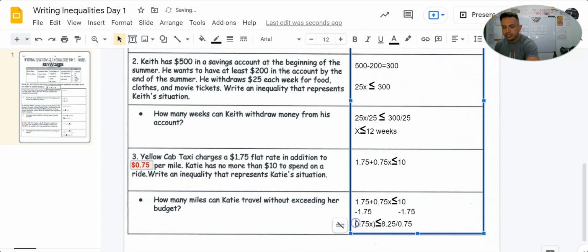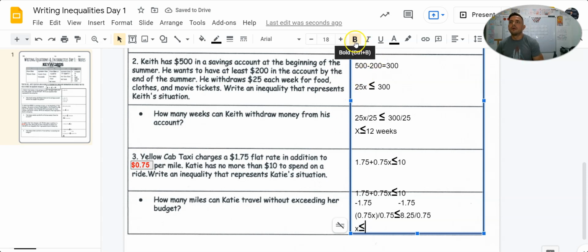I'm going to do a quick little edit just to make it a little more mathematically accurate and easier to understand what I'm doing, hopefully. And then finally I end up with, and I'm kind of running out of space here, so let me go ahead and just bring everything up a line. There we go. So on the left side, 0.75 divided by 0.75 leaves me with 1x. I have my big old symbol right here. And then we're going to have 8.25 divided by 0.75.